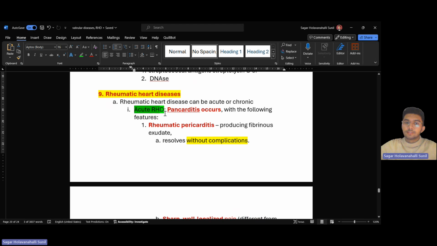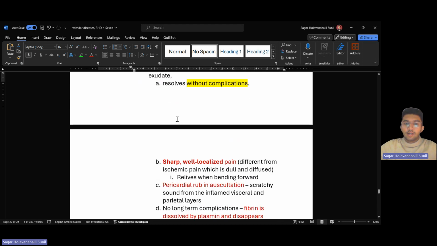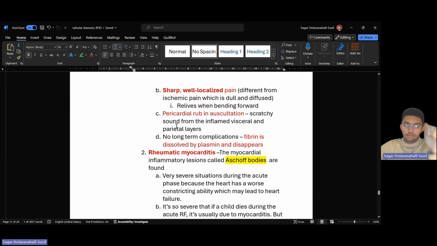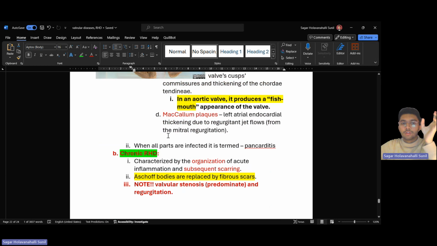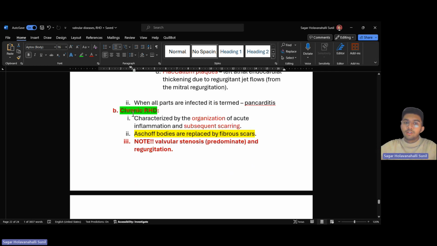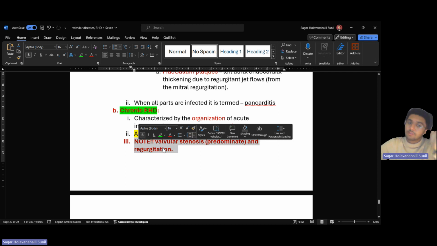In acute rheumatic heart disease, just mention, remember pancarditis for acute rheumatic heart disease, and mention about endocardium, myocardium, and pericardium damage. Then go to chronic, mention the same thing you mentioned in the acute inflammation part, and then just mention that they'll undergo scarring. The most important thing for chronic rheumatic heart disease that you have to mention is that valvular stenosis predominates regurgitation, and you have to mention why.